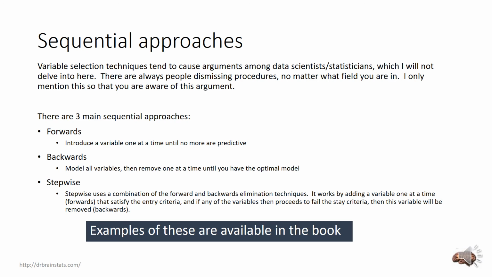Which now brings us to sequential approaches. Variable selection techniques tend to cause arguments among data scientists and statisticians, which I will not delve into here. There are always people dismissing procedures no matter what field you're in. I only mention this so that you're aware of this argument. There are three main sequential approaches: forwards, backwards, and stepwise. We just did a quick example of a backwards sequential approach. More information is available in the book.